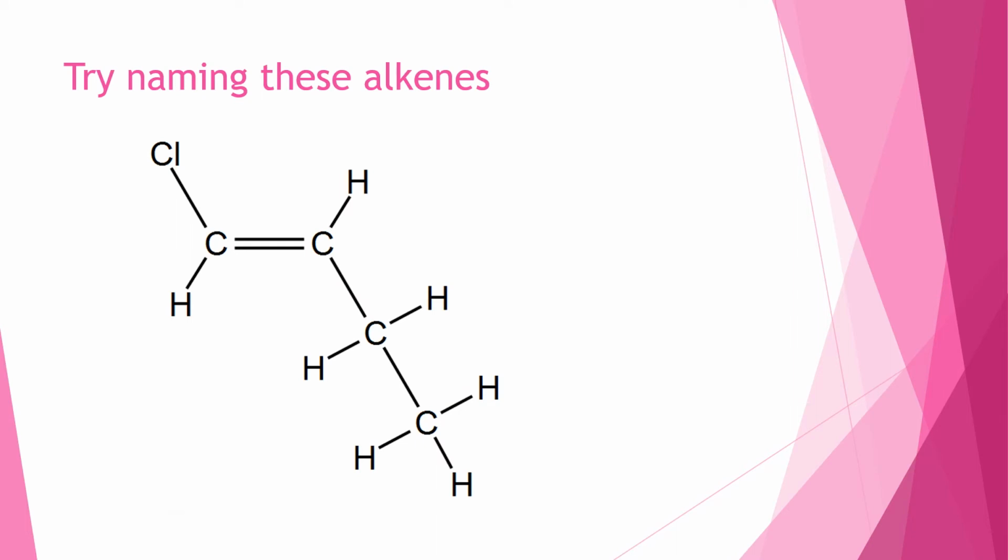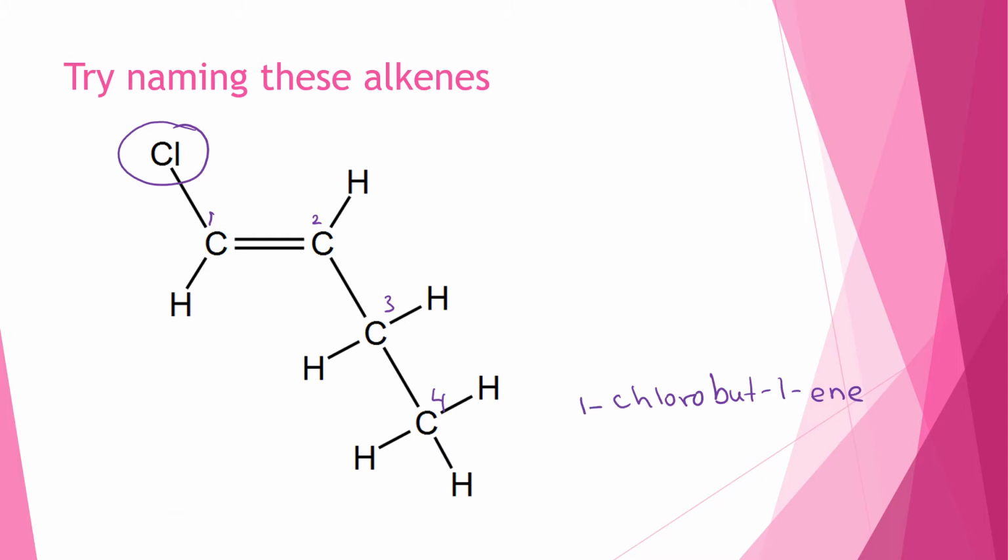So to name it, find the longest chain with the carbon-carbon double bond, which is this one. 1, 2, 3, 4. I've numbered it, and I can see the parent name then would be but-1-ene. I only have a functional group in prefix, which is a chloro, and it's on carbon number 1.